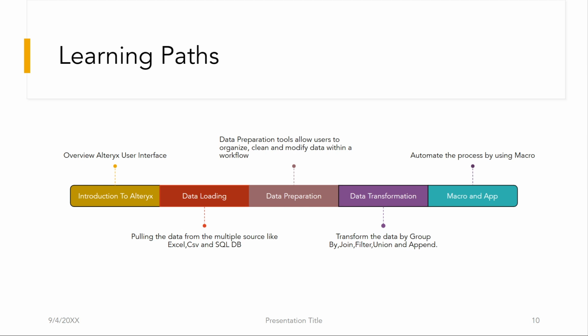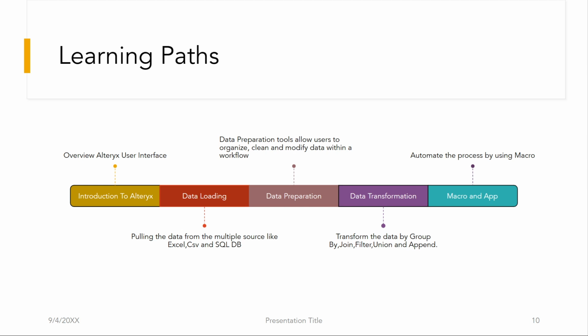Overview of the user interface, introduction to Alteryx. Second phase, we are understanding pulling the data from multiple sources like Excel, CSV, SQL DB. This process is called data loading. Third stage is data preparation. Data preparation tools allow users to organize, clean and modify the data within the workflow. Fourth stage is transformation. Transform the data like group by, join, filter, union and append.